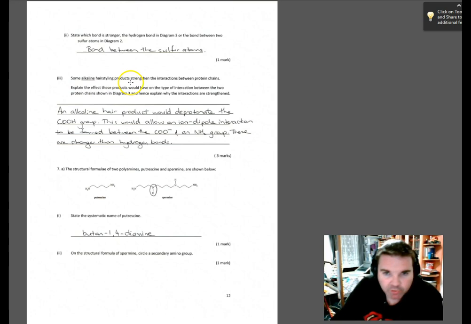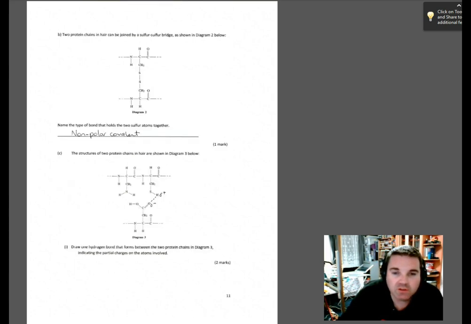Some alkaline hair styling products strengthen the interactions between the protein chains. Explain the effects these products have and why they are strengthened. So if you go back to the diagram, under alkaline conditions, what you're going to be doing is deprotonating that hydrogen here. So that hydrogen is going to disappear, and you're going to form a full negative charge on your oxygen there.